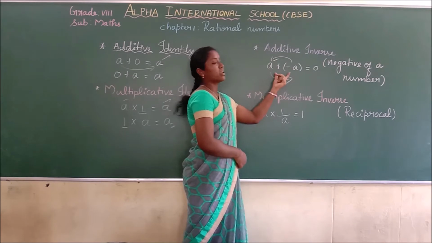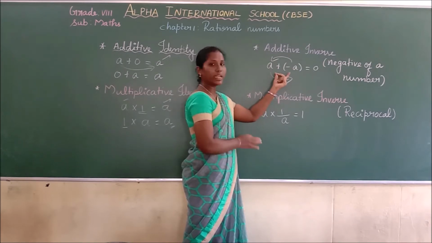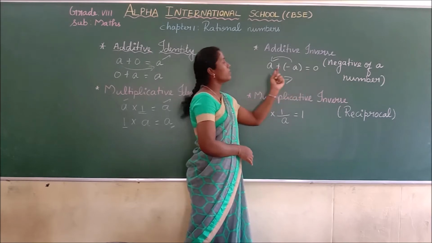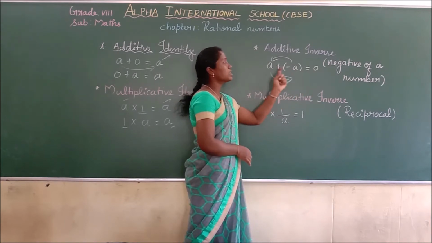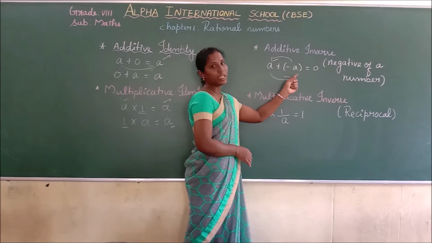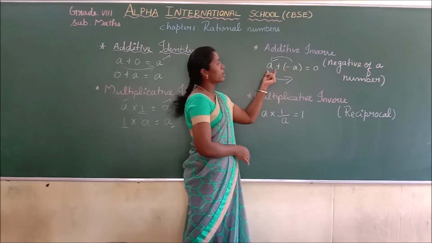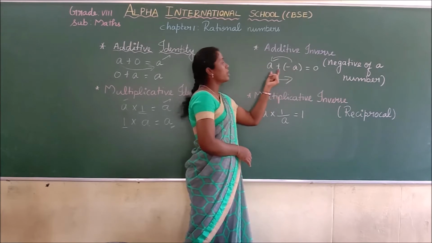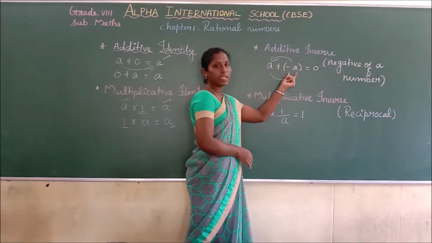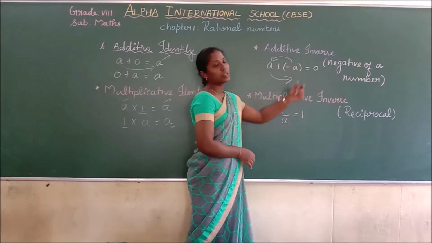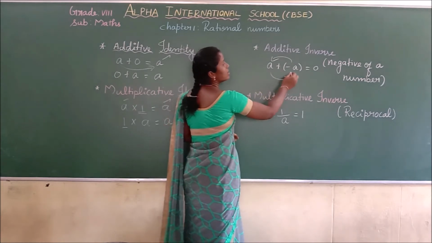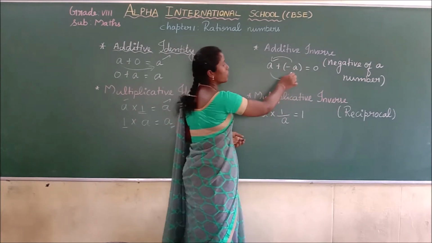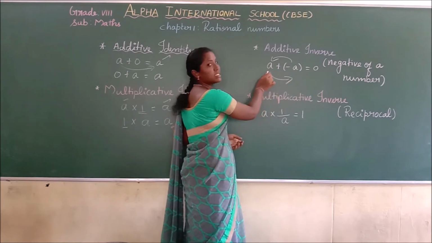Next, additive inverse. If you add any two rational numbers and the result is 0, then we can say that the two numbers are additive inverses of each other. Here A plus the negative of the number, minus A. If you add A plus minus A, the result is 0. So we can say that for A, the additive inverse is minus A. In other words, for minus A, the additive inverse is A.